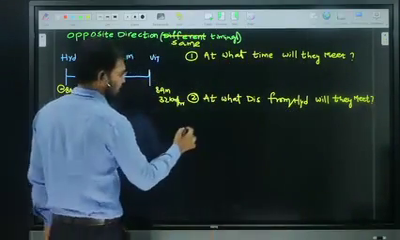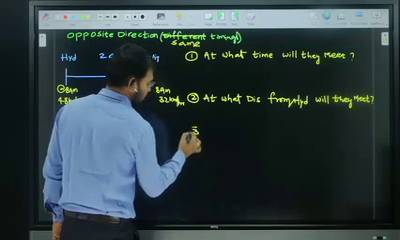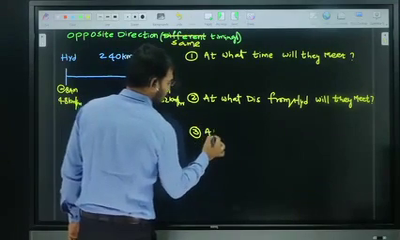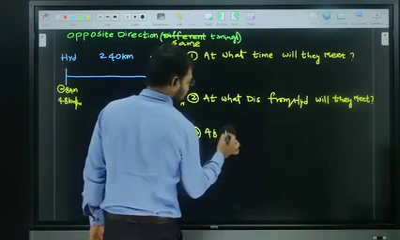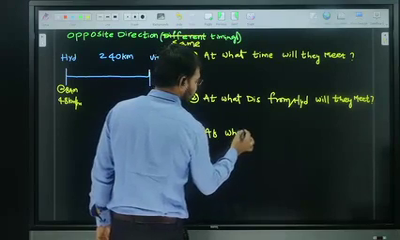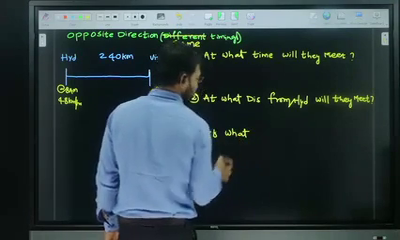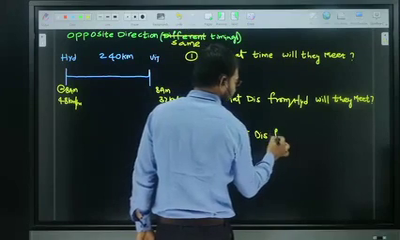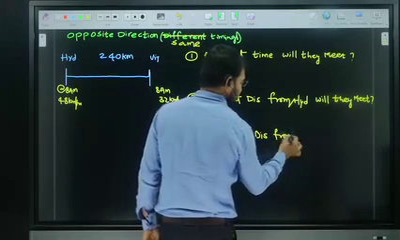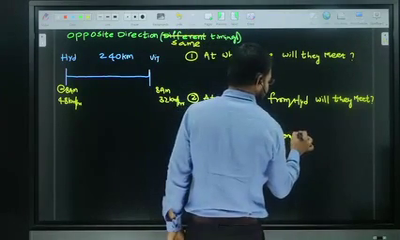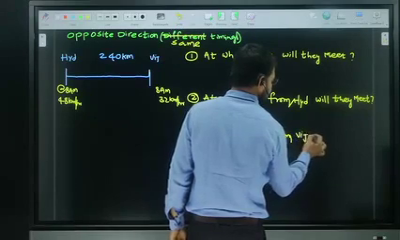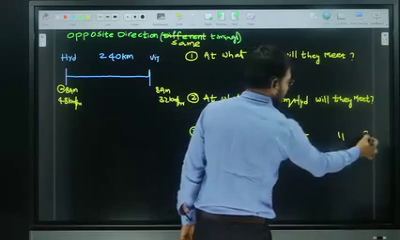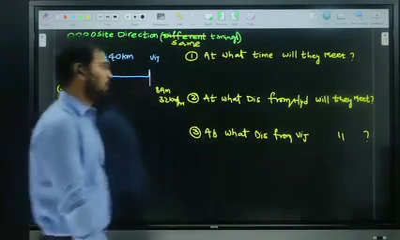The third possible question is what? At what distance from Vijayawada will they meet? This is the third possible question.